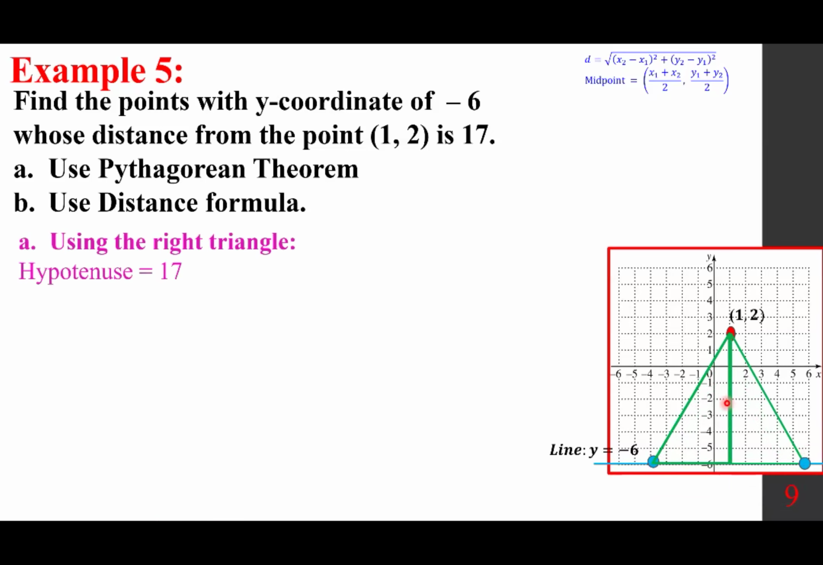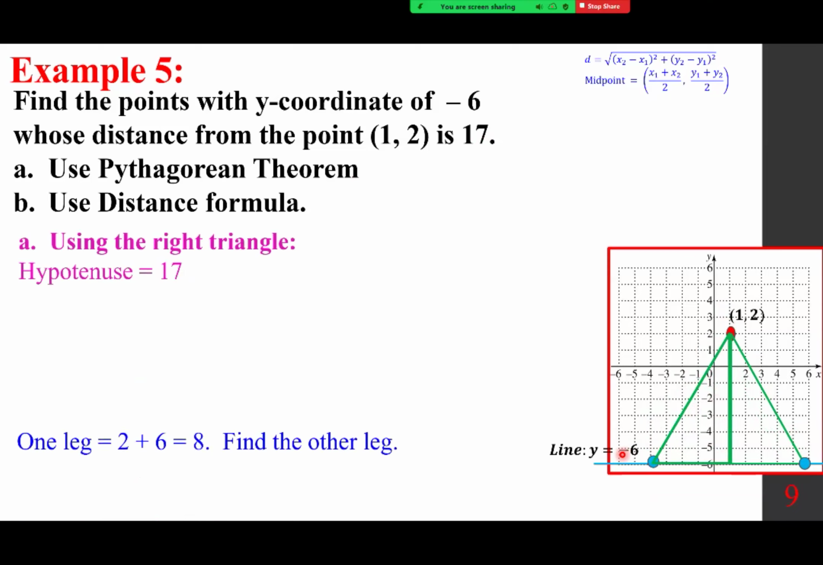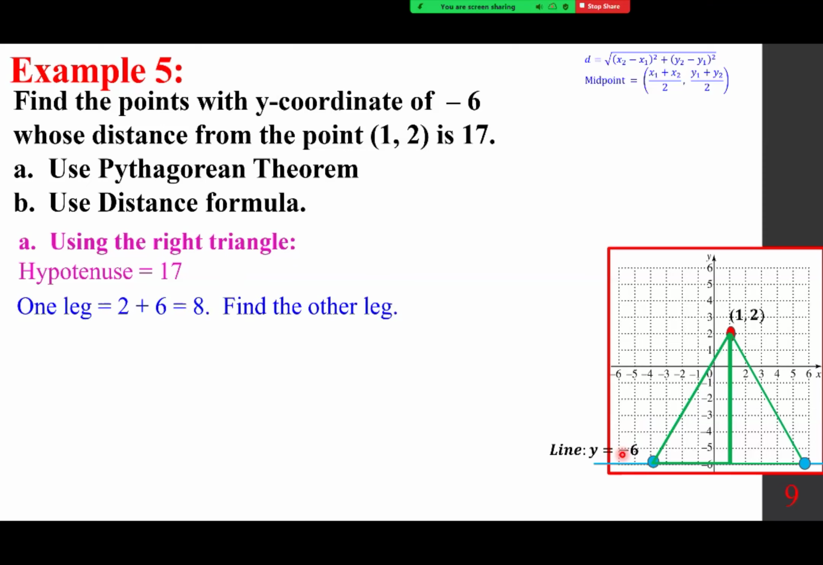But if you look at this right triangle, we want this distance or this distance to be 17, the hypotenuse. This or this is 17. Now, one leg is this. Remember, this distance is 6 because it's -6, and this distance is 2. 2 and 6 add up to 8. In other words, you should recognize this is 8, this is 17, and this side is missing.